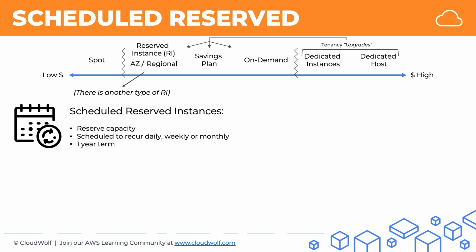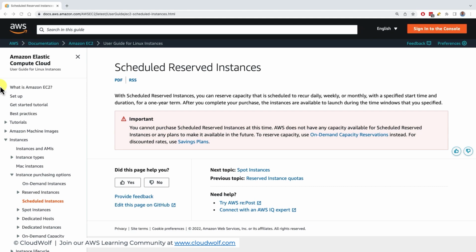But the important thing I wanted to point out here is that if you go to the Amazon website and look for scheduled reserved instances, you will see this message, which has been here for quite some time. It says that you cannot purchase scheduled reserved instances at this time, and to reserve capacity, use on-demand capacity reservations instead, and for discounted rate, use savings plans.